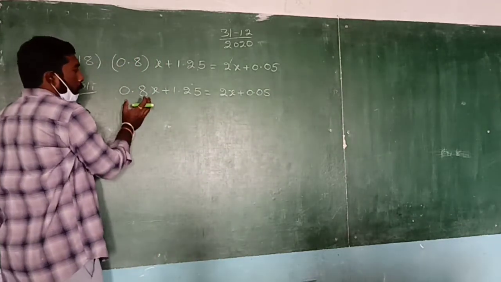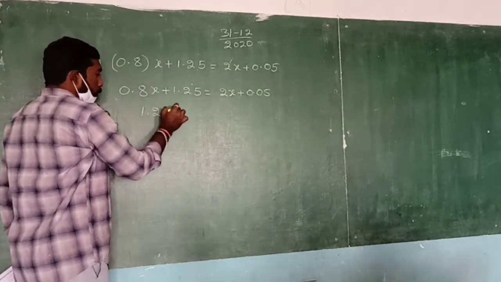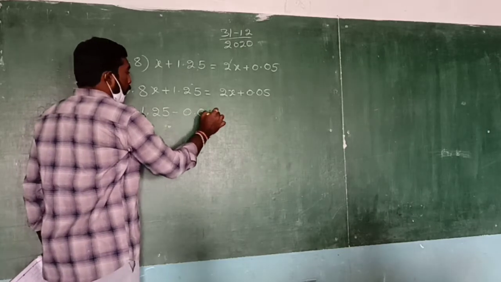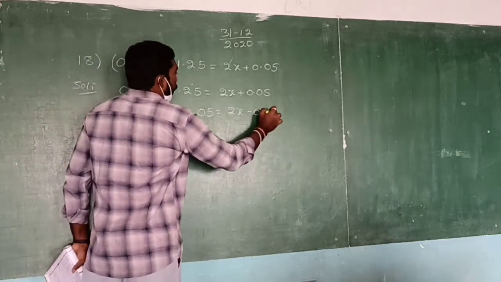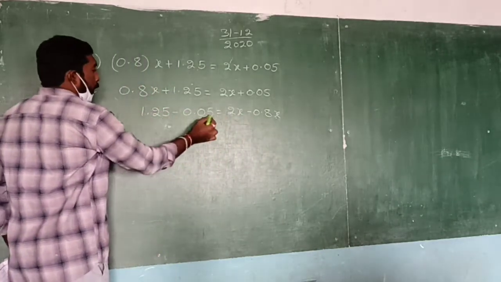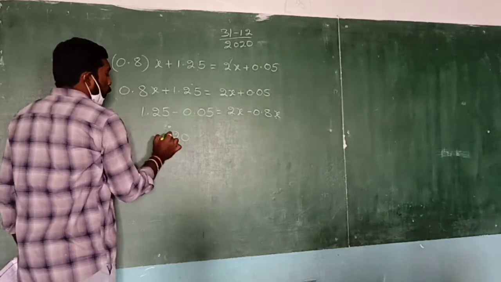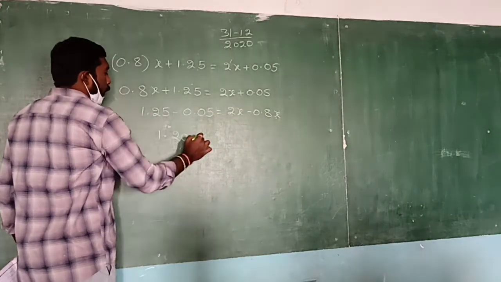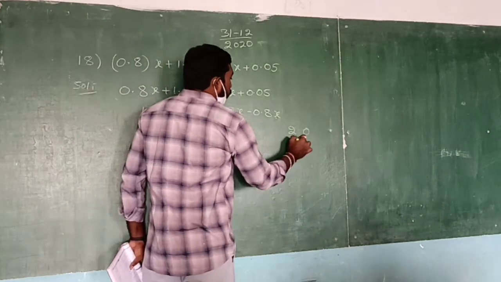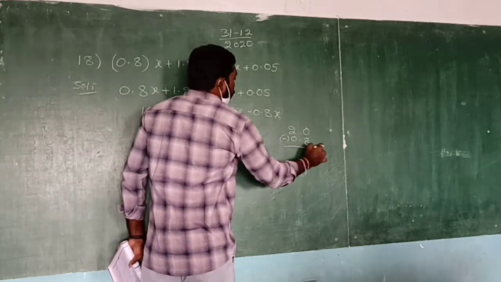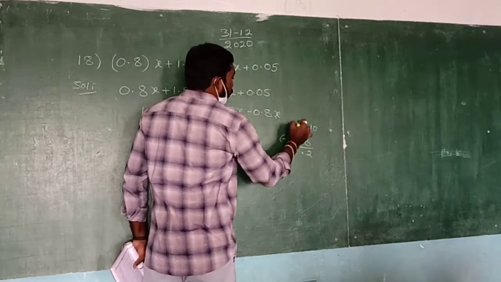Keep the smaller variable values on one side and the larger values on the other side, with constants on the other side. So 1.25 minus 0.05 is equal to 2x minus 0.8x. 5 minus 5 is 0, 2 minus 0 is 2, and point 1 minus 0 is 1. That means 1.20 is equal to 2x minus 0.8x. Here 10 minus 8 is 2, and the decimal point gives 1.